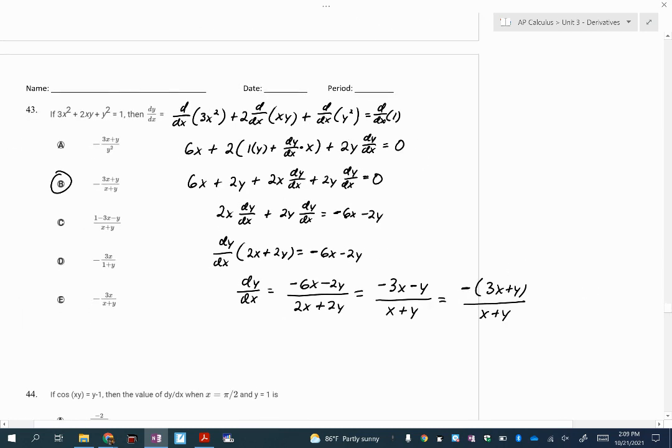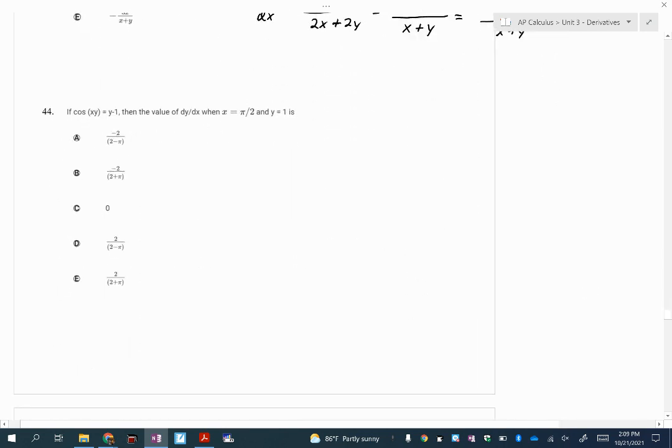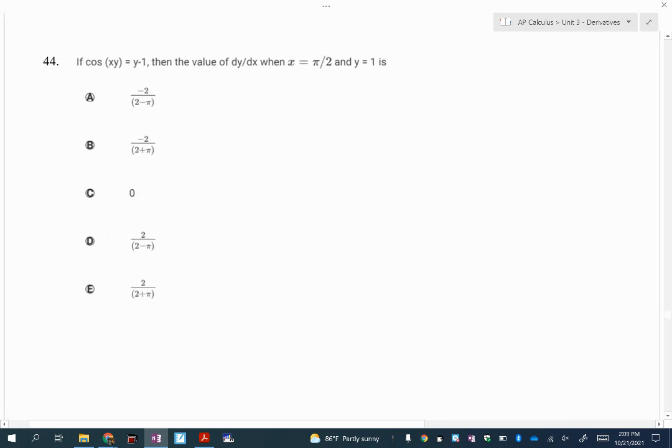Okay, that was some good implicit differentiation. Let's try 44. We're going to find, again, some implicit differentiation here. And then what we're going to do is plug in x equals pi over 2 and y equals 1 to find what that value is.